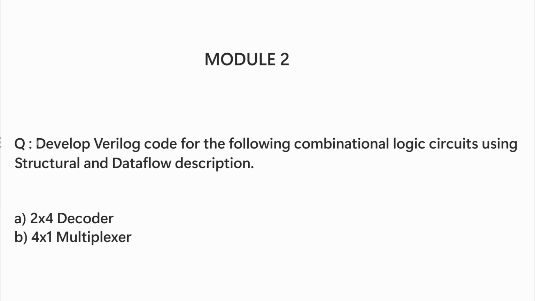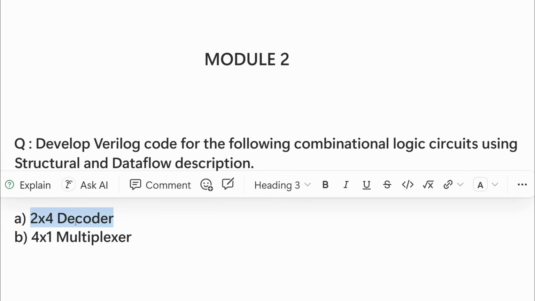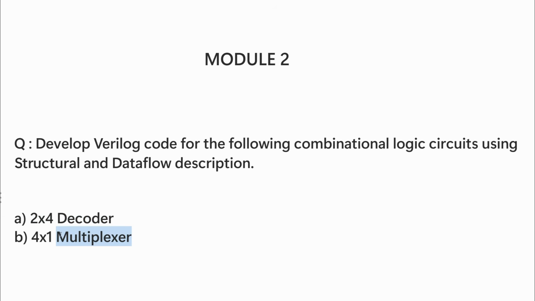From module 2, our first question is: develop Verilog code for the following combinational logic circuits using structural and data flow description. First we have to write for a 2 into 4 decoder and then for a 4 into 1 multiplexer. For this you have to write using structural and data flow description.